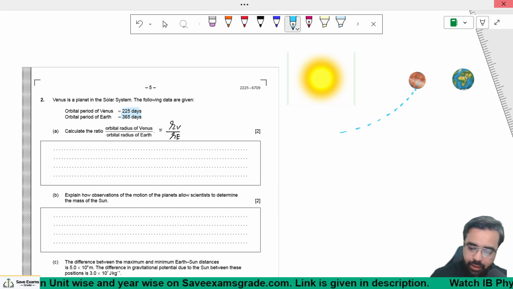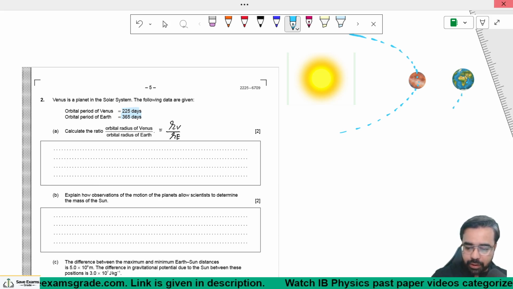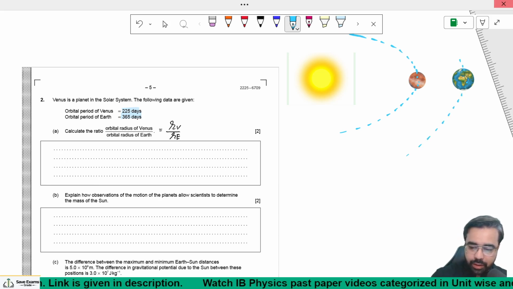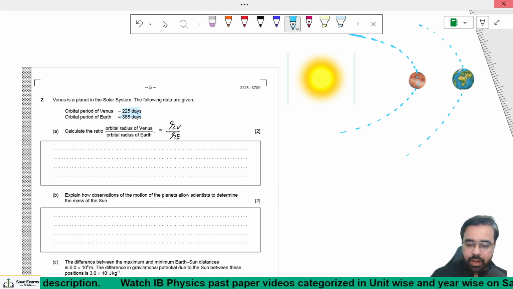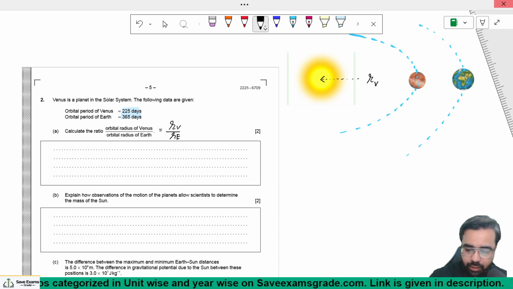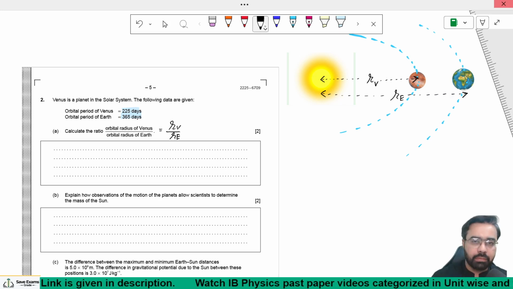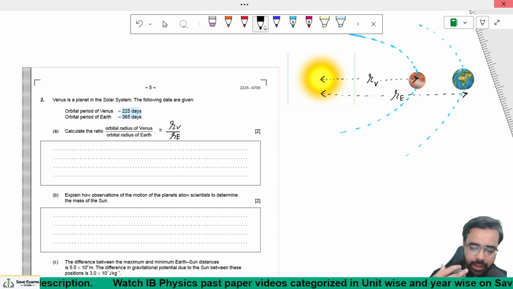So they rotate around the Sun in their respective orbits. Of course, they take a different time. Why? Because they have a different force of gravity from the Sun. So this is RV, the orbital radius of Venus, and this is the orbital radius of Earth, which is 150 million kilometers. We have to take a ratio.